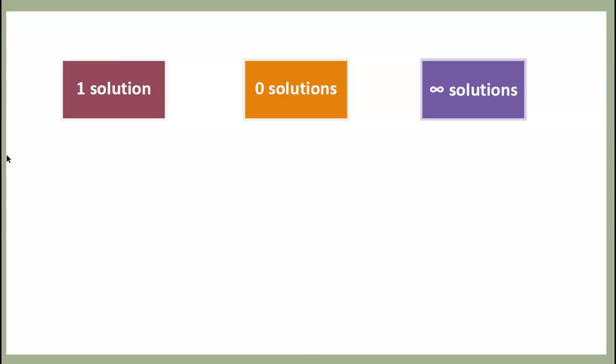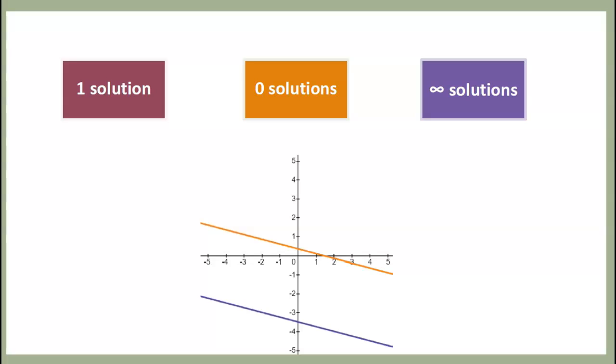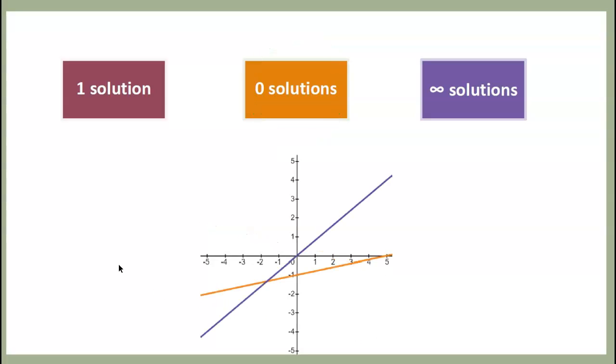Let's look at our first one. How many solutions does this graph have? If you said 0, that's correct. These are parallel lines. So the number of solutions is the number of intersections. Since there are no intersections here, that means there will be no solutions. Let's look at the next one.